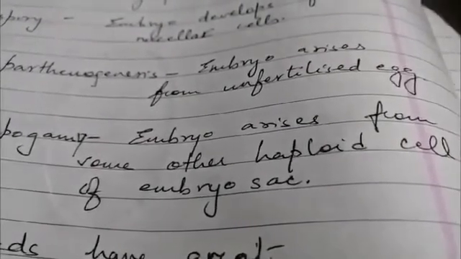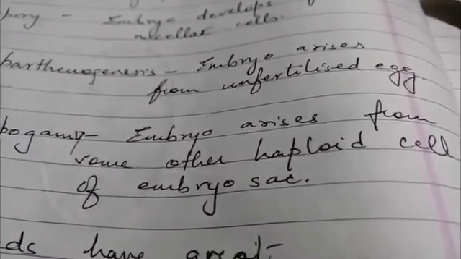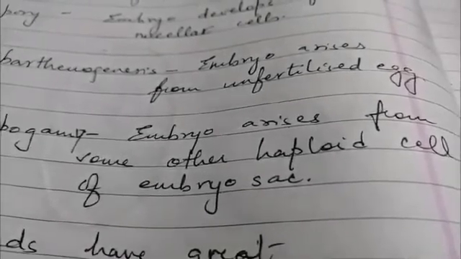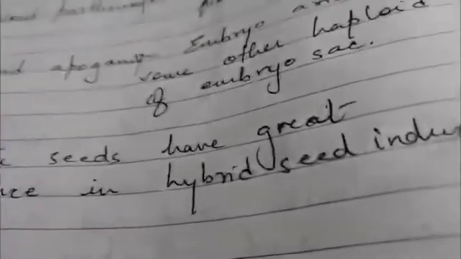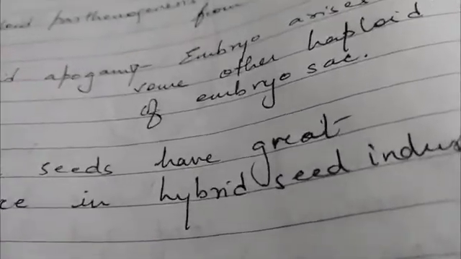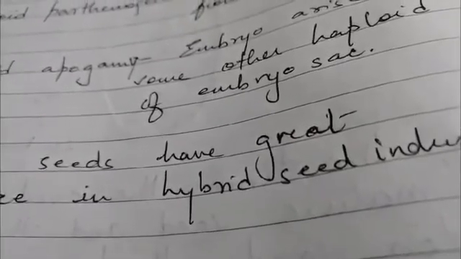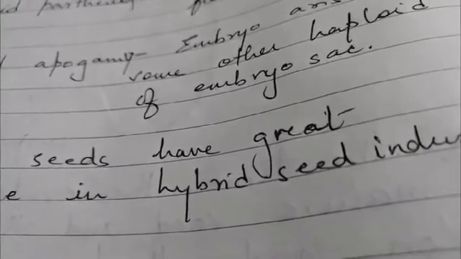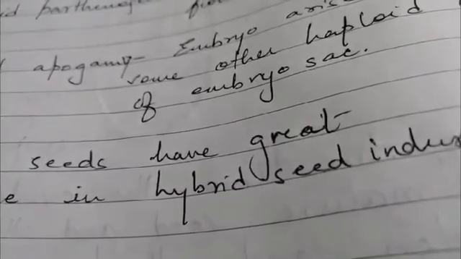Okay, and mostly we find that these apomictic seeds are what? They're polyembryonic in nature. Polyembryony means what? There are many embryos in that seed. Okay, fine. And now apomictic seeds have a great importance in your hybrid seed industry. Why? Because you know that for hybrid seeds, farmers always have to buy new ones, because the genes segregate in the next generation, which you will read in your genetics. So this is of great importance in the hybrid seed industry if we are able to develop these apomictic seeds.